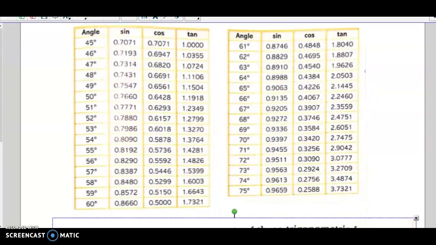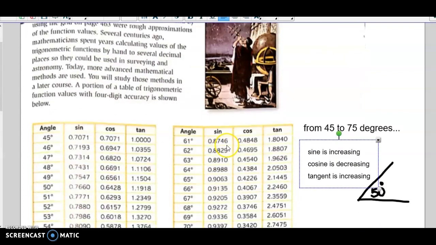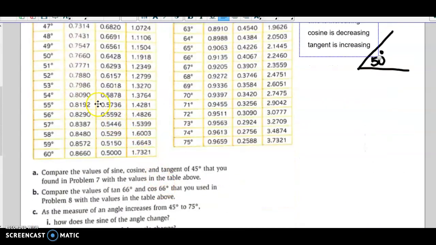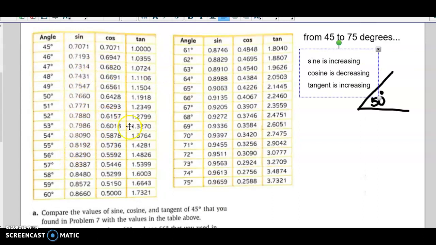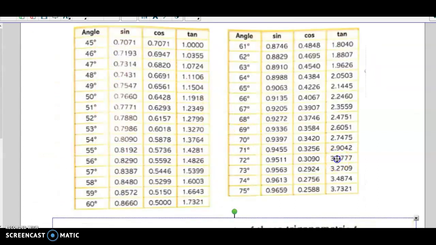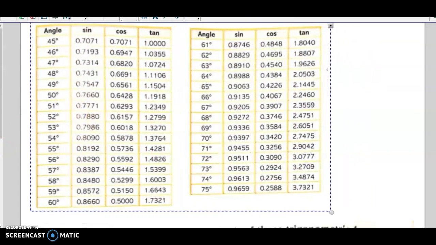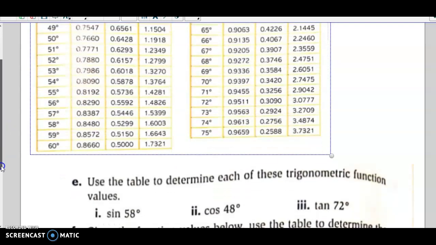Now that you have looked through the table, we've talked a little bit about the patterns in it. How does the table change? You see sine is increasing while cosine is decreasing. Let's talk about how to actually use it. So here's a copy of the table, and we're going to look at some practice type questions.